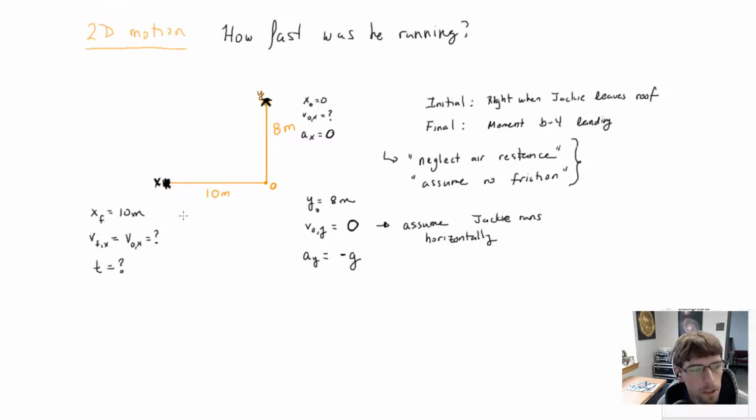Bummer. For the y direction, y final, we have 0. The speed final in the y direction, we don't know. And again, the time, we still don't know. So I'll put time down twice. We still don't know those. So here's our information. This is all the information that we have. Now we need to figure out how to run the problem.